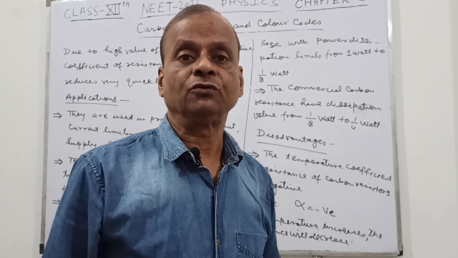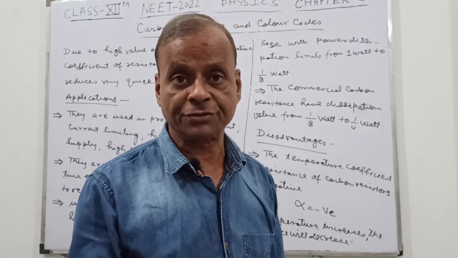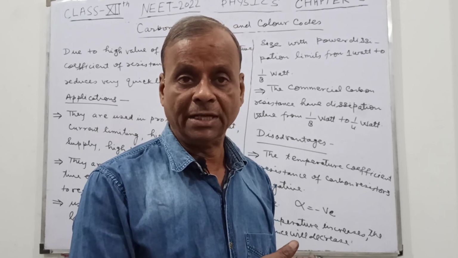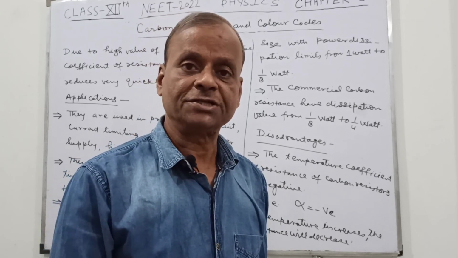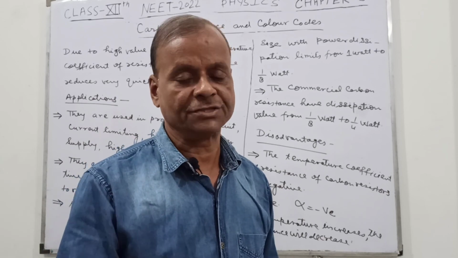So this is how to find the value of the carbon resistance with the help of the color codes, and what is the meaning of tolerance and how to calculate the resistance of this carbon resistor. So this is the procedure of finding the resistance of carbon resistances.